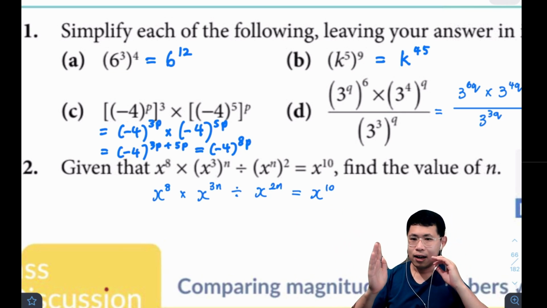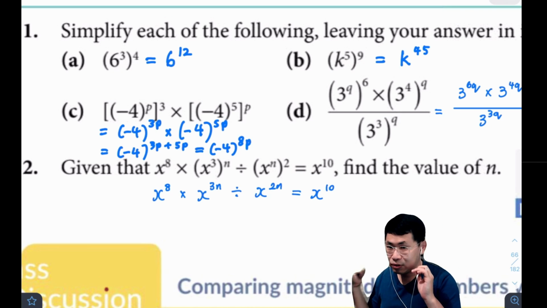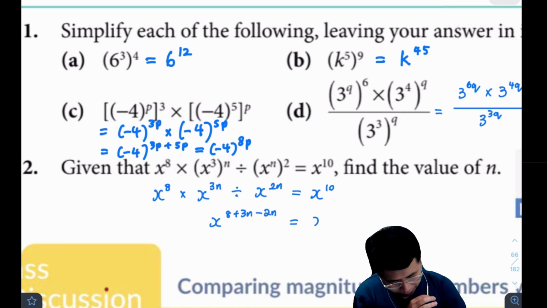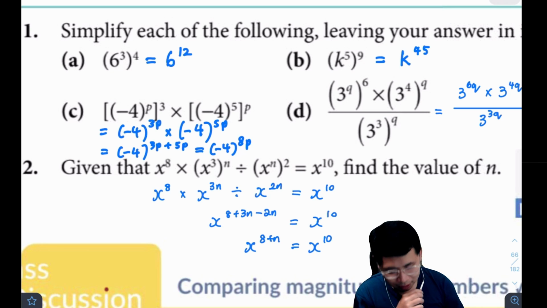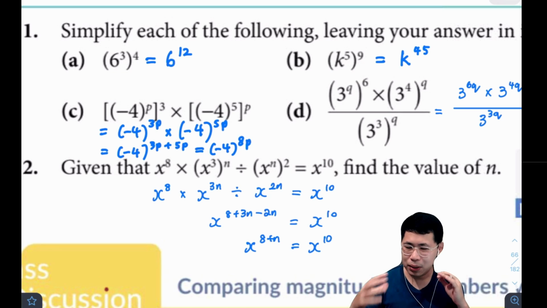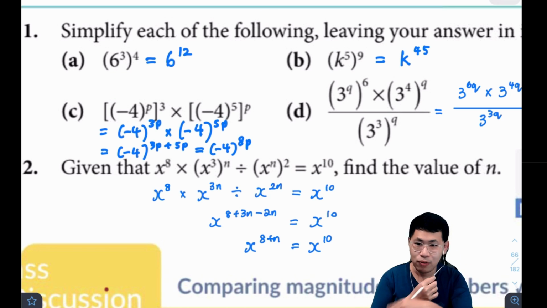Next, on the right hand side we cannot do anything, but on the left we definitely can simplify. So on the left, let us combine all the powers together. We have x to the power 8, times, so we add 3n, and divide, so we minus 2n, is equal to x to the power of 10. Let us simplify further. We have x to the power of 8 plus n is equal to x to the power of 10. So now with this, we actually don't need x anymore because they have the same base, it's x on both sides.